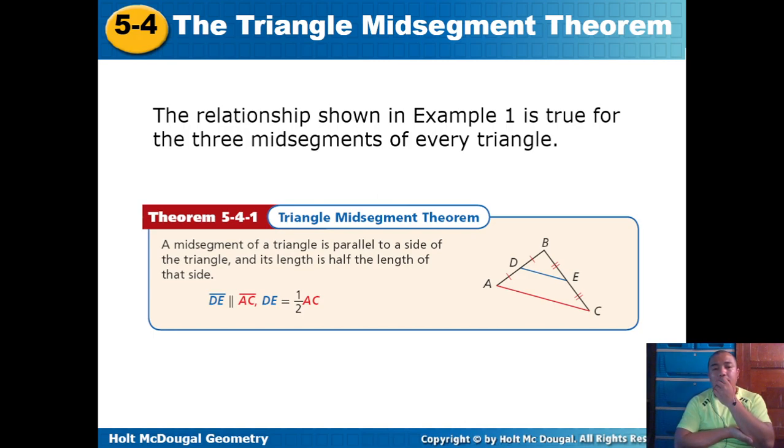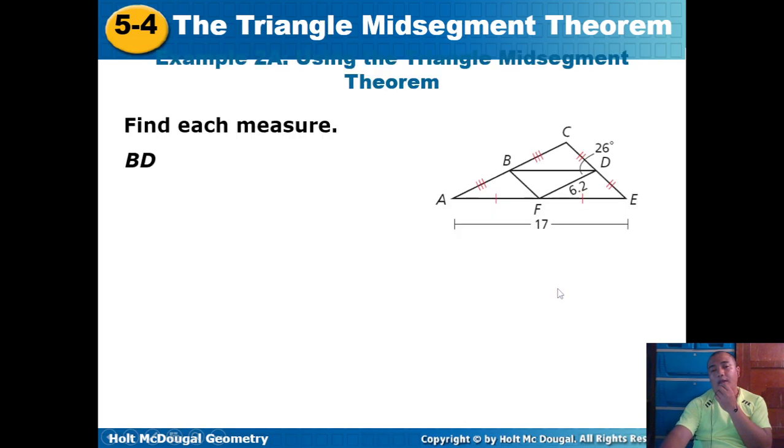A midsegment of a triangle is parallel to a side of the triangle, and its length is half the length of that side. Here, point D is the midpoint of AB, E is the midpoint of BC. Therefore, DE is what we call the midline or the midsegment of triangle ABC. It is parallel to side AC, and the length of DE is 1/2 the length of AC. DE equals 1/2 AC. For example, if AC is 10, what is the length of DE? 5, 1/2 of 10.